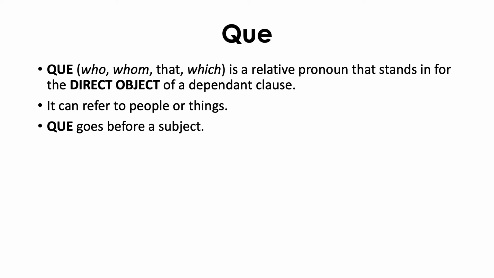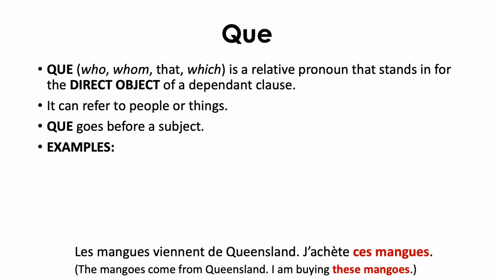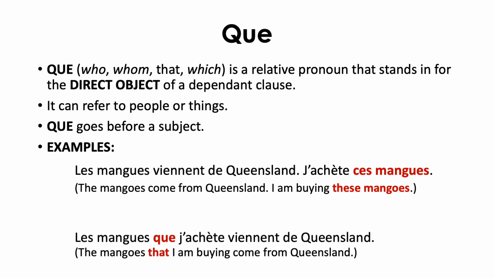And if you're trying to work out in your writing, how do I use this? Well, que is going to come at the beginning of a relative clause that starts with a subject. And unlike in English, you cannot omit que like you can omit that. So here's an example.